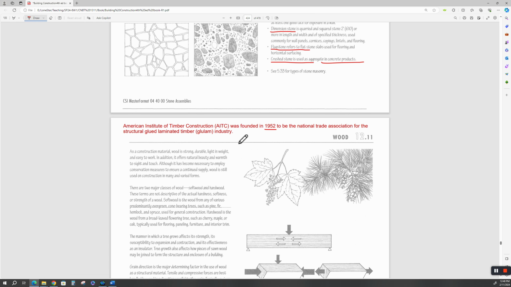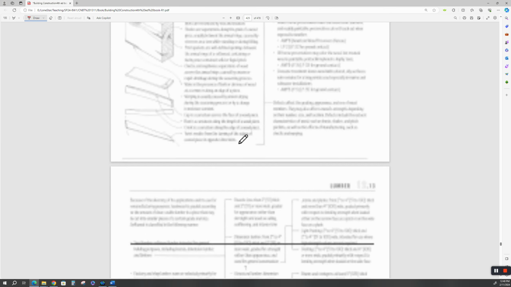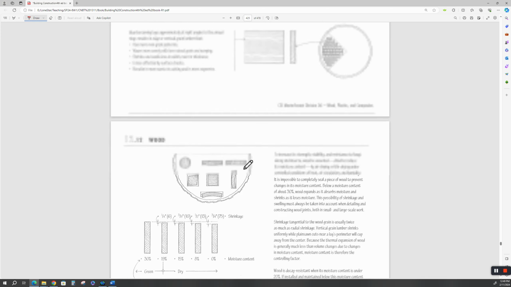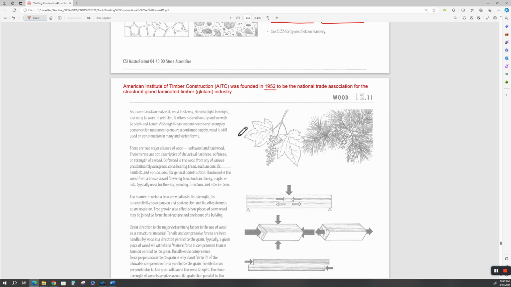Just like the American Plywood Association, and they've changed their name. The APA was the American Plywood Association. Now it's the Engineered Wood Association. U.S. and Canadian manufacturers of structural engineered wood products, including plywood, oriented strand board, OSB, that's some nasty stuff, glue laminated timber, wood I-joist, and structural composite lumber. You can go on their websites and get all the information that you could possibly want.